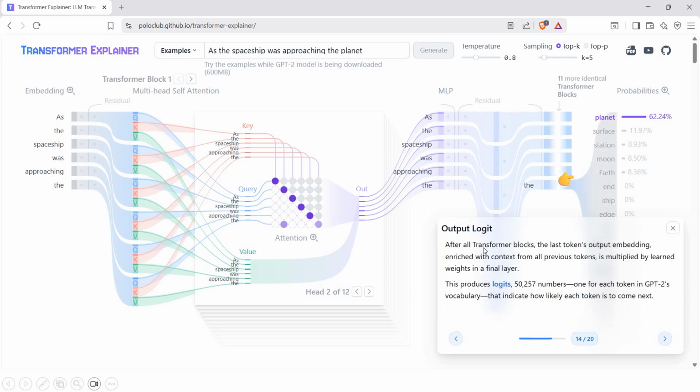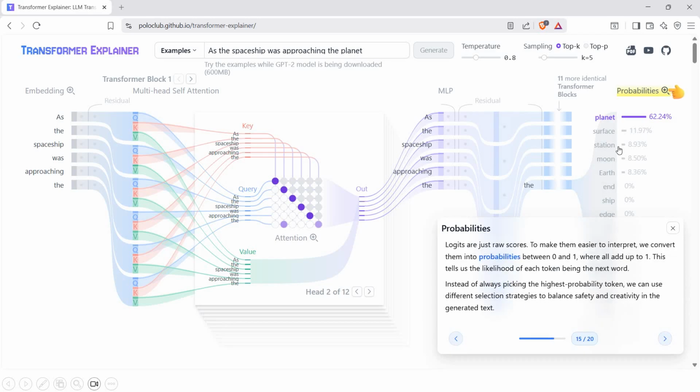Output logits: after all the transformer blocks, the last token's output embedding, enriched with context from all the previous tokens, is multiplied by learned weights in the final layer. This produces logits, 50,257 numbers for GPT-2. And logits are just raw scores. To make them easier to interpret, we convert them into probabilities between 0 and 1 which all add up to 1. Now this tells us the likelihood of each token being the next word. Okay, so these are the likelihoods.